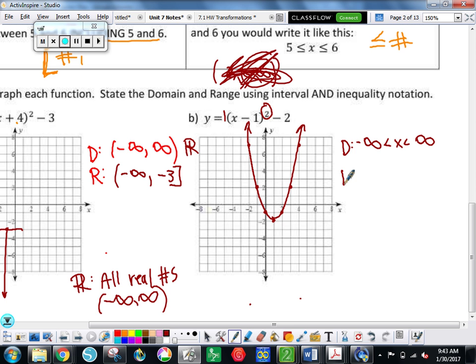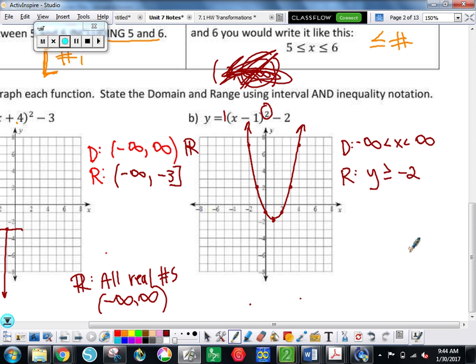With the range, my y values, are they going to positive infinity or are they going to negative infinity? They're going up forever, right? So that means my y values are greater than or equal to, what's the lowest thing that the graph touches? -2. We'll practice both of those again.